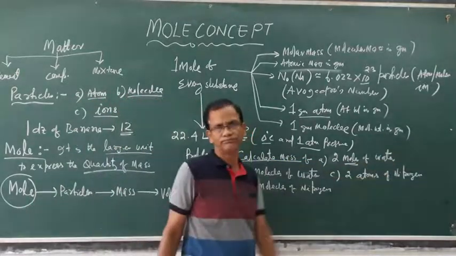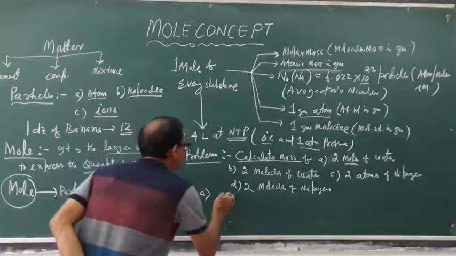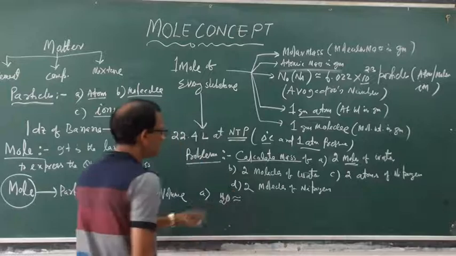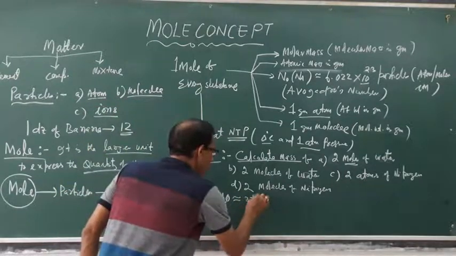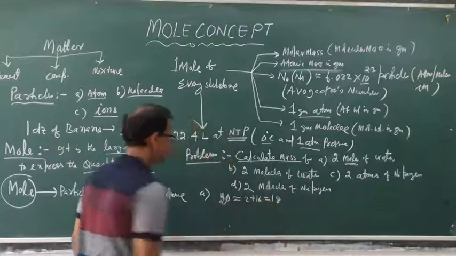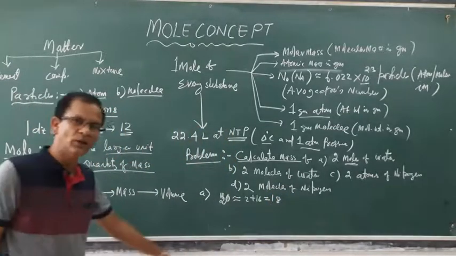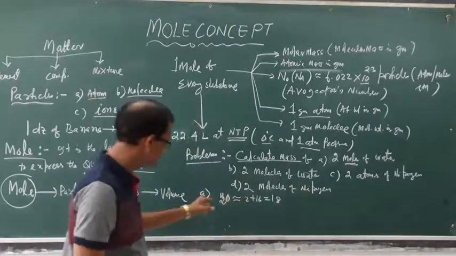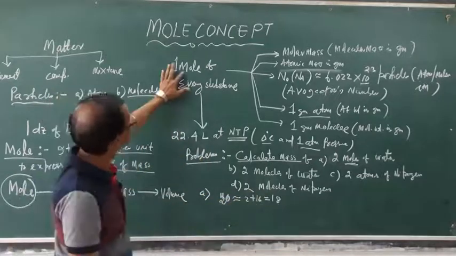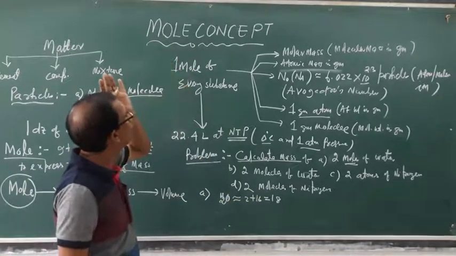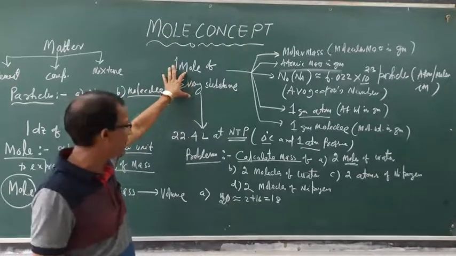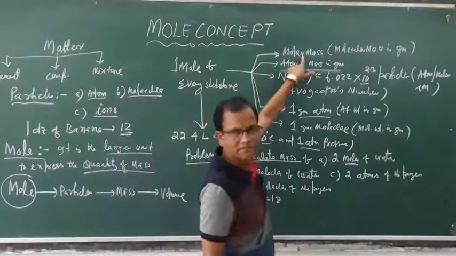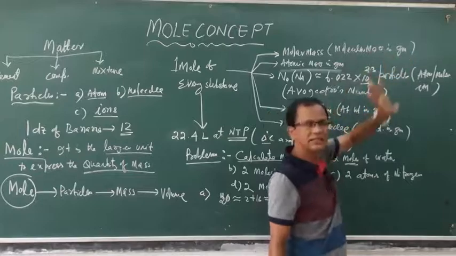2 moles of water. Water is H2O. What is the molar mass of water? Molar mass of H2O means 2 plus 16, that is 18. The molecular mass of water is 18. But you see the formula: 1 mole of every substance, here the substance is water, is equal to the molar mass. Molar mass means molecular mass in gram.